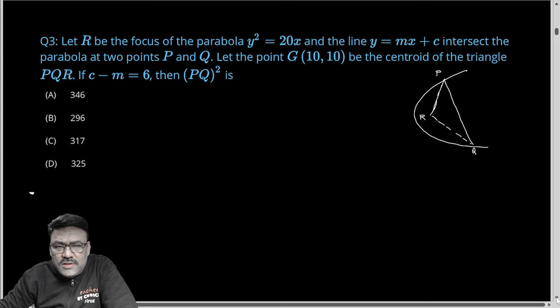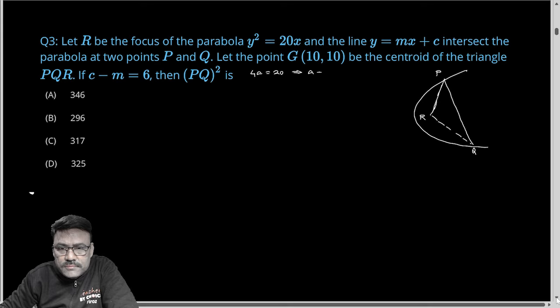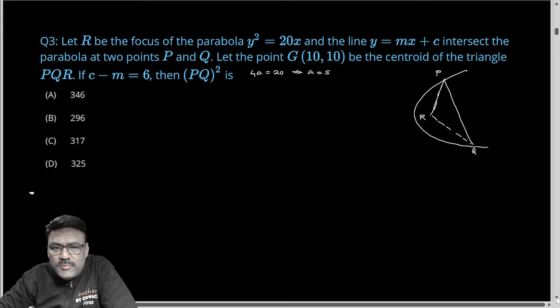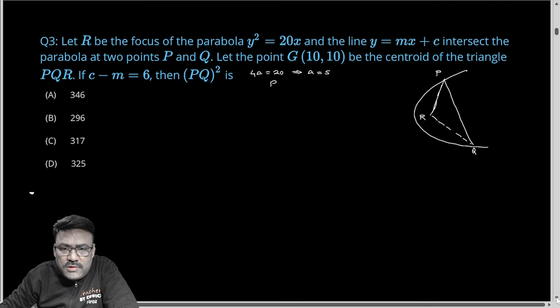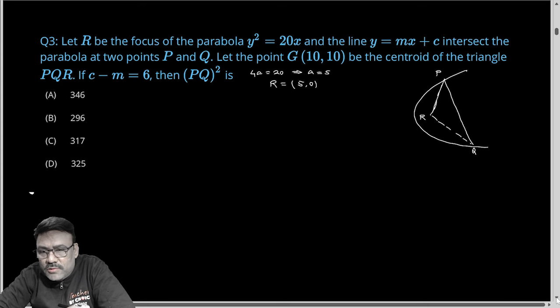Now you can see that this parabola is of the form y square is equal to 4ax. 4a is 20 here. Means a is 5 here. So hence focus is basically a comma 0. So you can say that this R point is basically a comma 0, means 5 comma 0. R means focus, a comma 0.